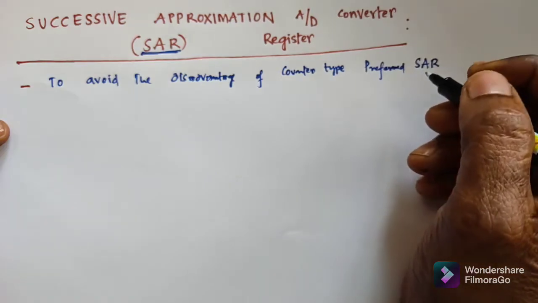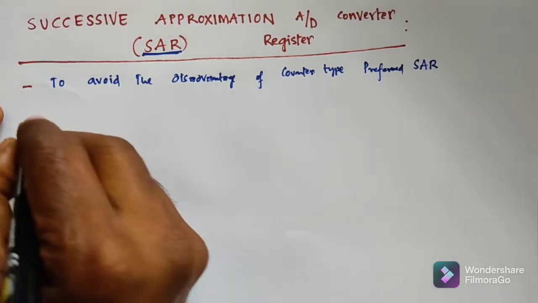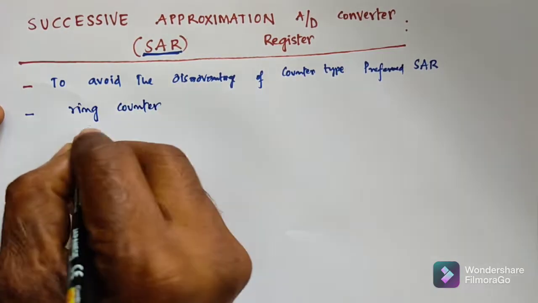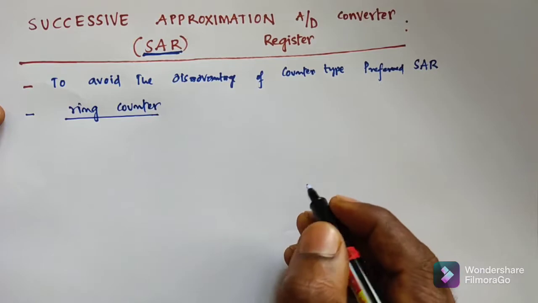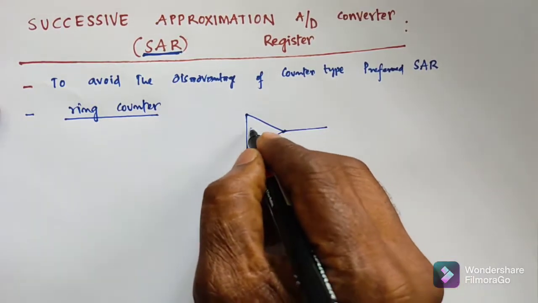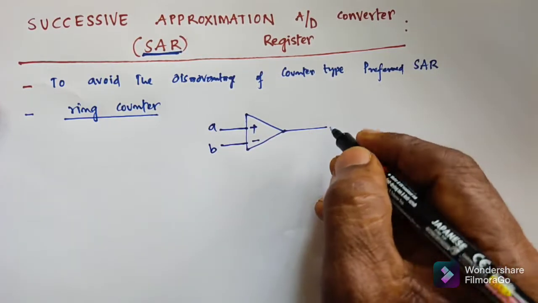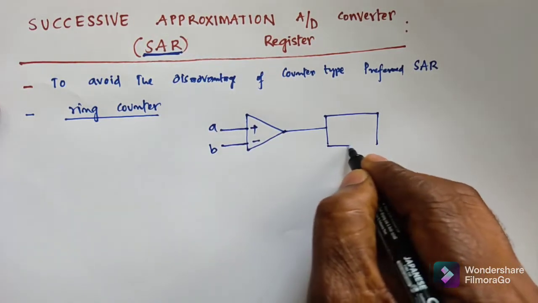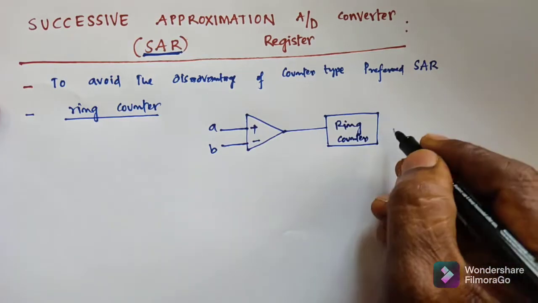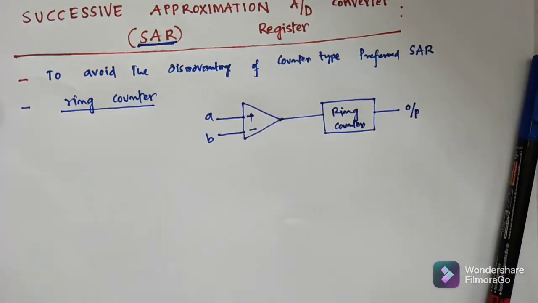The successive approximation register is purely based on a ring counter. What is the role of the ring counter in this operation? Simply, you have an operational amplifier, with plus and minus terminals. This terminal is A and another one is B. Then that is connected to the ring counter, and that output is connected to the output. This is the actual procedure. So what is the basic operation of this ring counter?